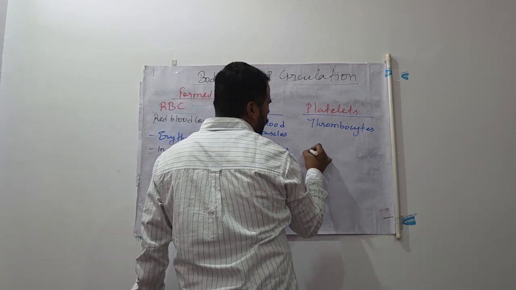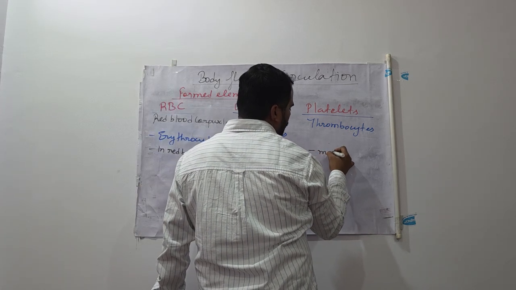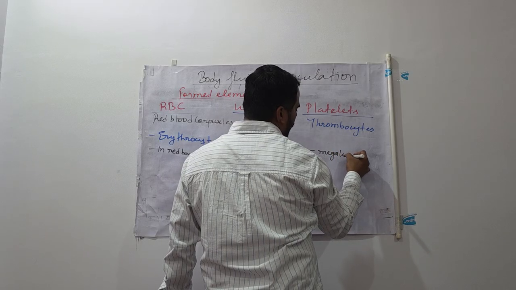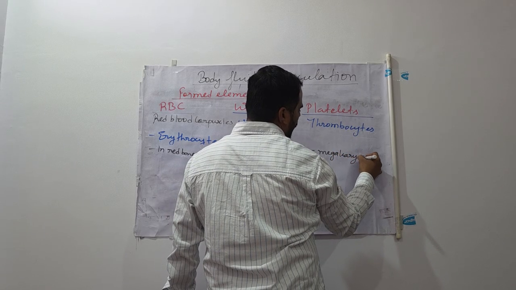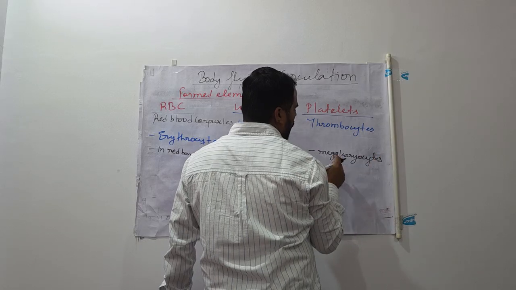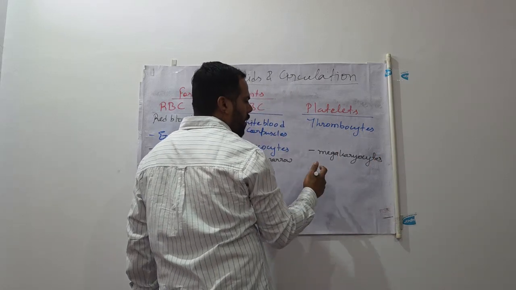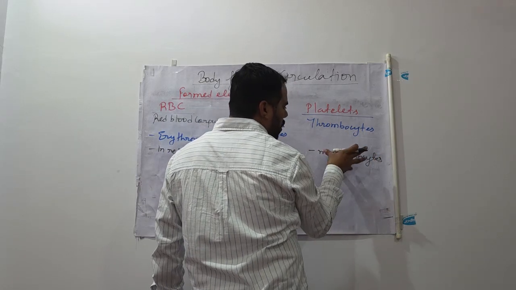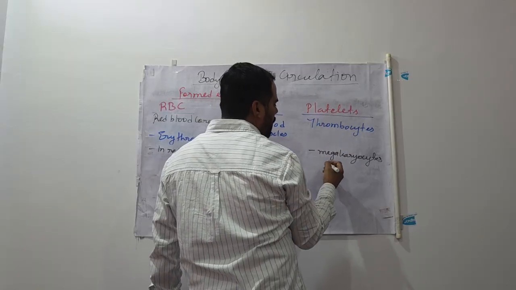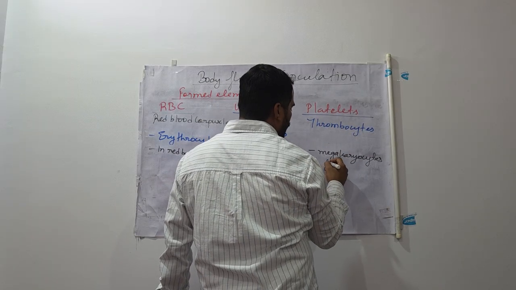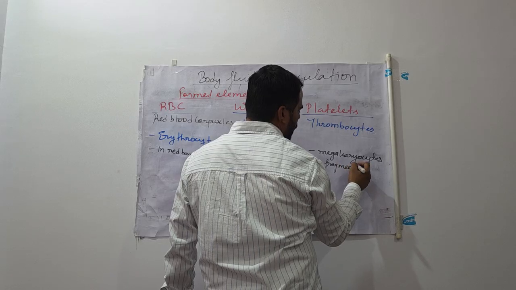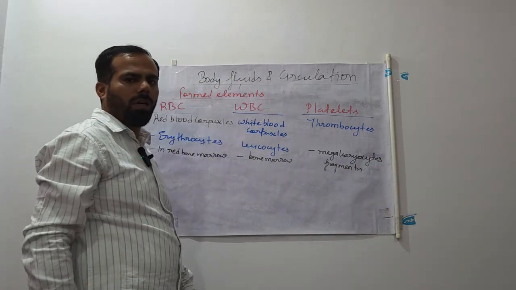And thrombocytes are formed by the fragmentation of megakaryocyte cells. Megakaryocytes means a cell which has a big nucleus. So, because of the breakdown of these megakaryocytes, these platelets are formed.